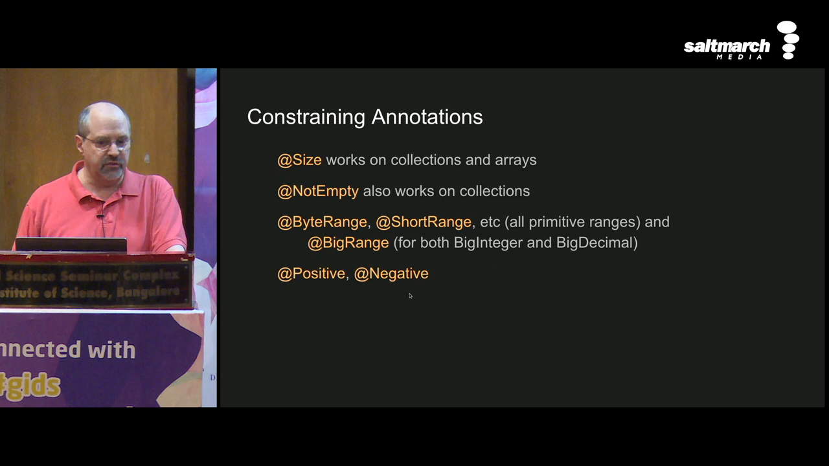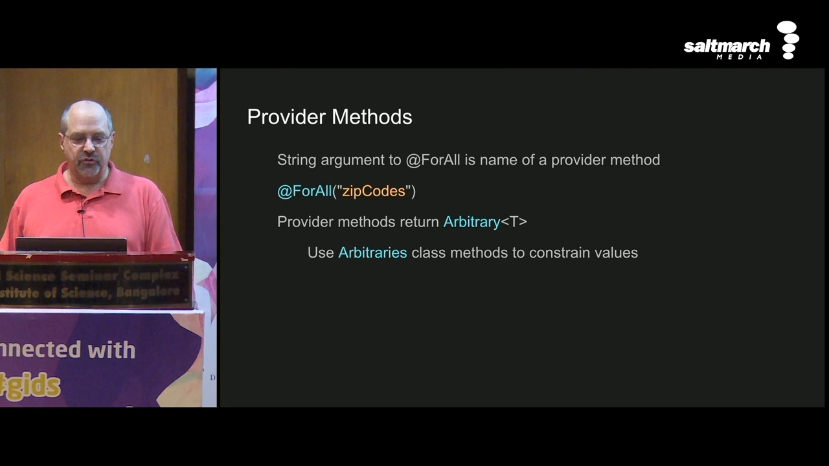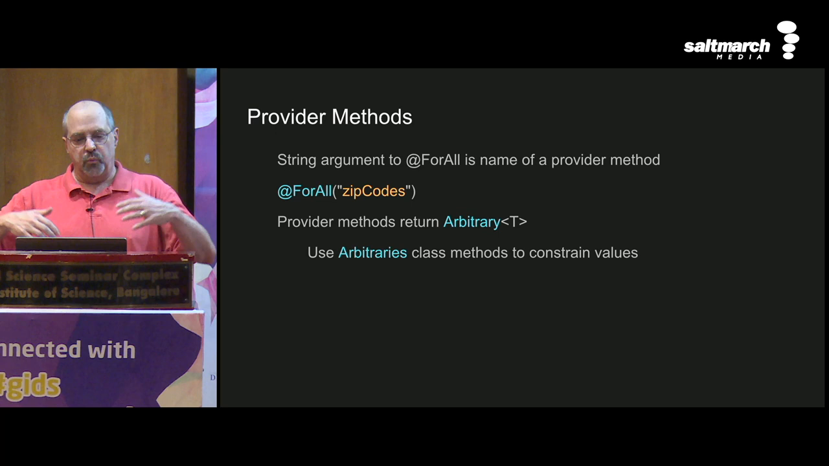Okay, so here is where we say, that's not good enough. What if I want more detail? I want to constrain this. So one of the examples that Johannes Link has in his blog post is to say, we want to check German zip codes for what it's worth.